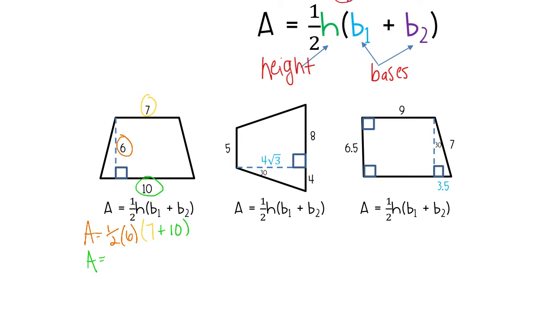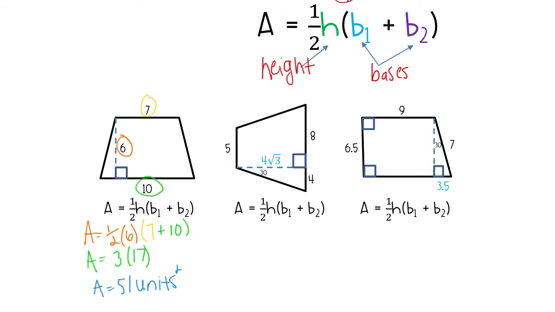Half of 6 is 3. So that's 3 times 17. So the area is 51 units squared. This is an area, so it's going to be squared. Let's look at the next one.